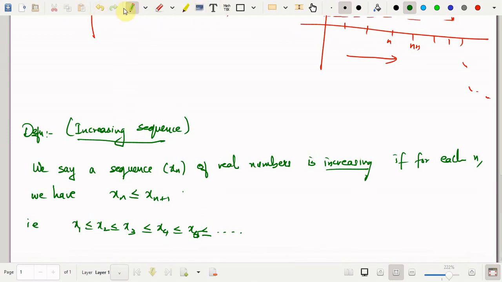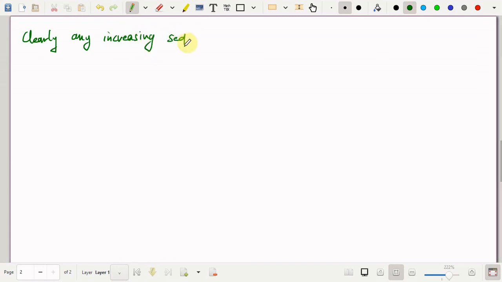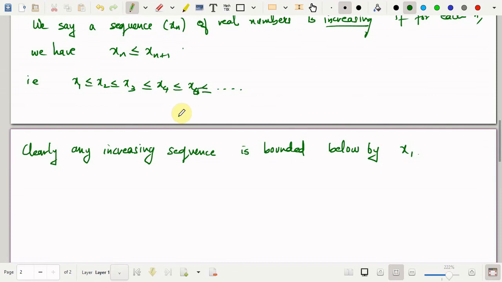So I write it as: clearly, any increasing sequence is bounded below by x1. So hence one can say that the given sequence is bounded if and only if it is bounded above, right?